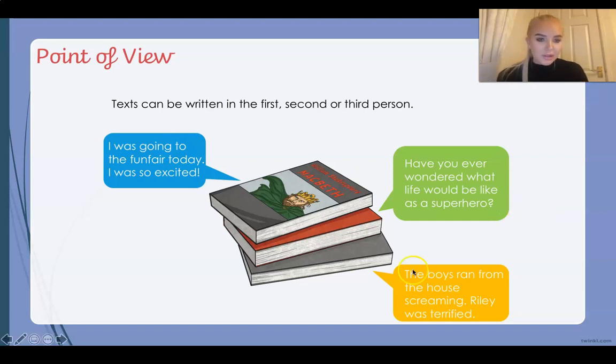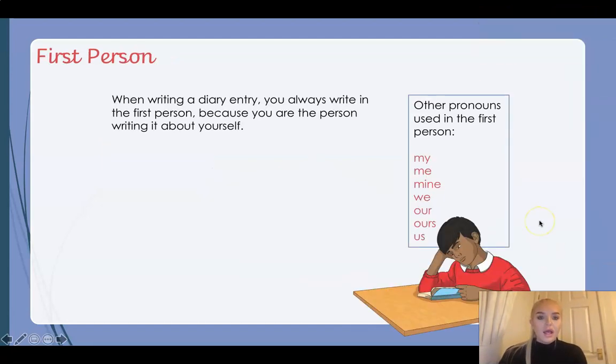Another point of view is, have you ever wondered what life would be like as a superhero? Have a think what that point of view might be. And the final point of view here, the boys ran from the house screaming. Riley was terrified. So here are 3 examples of the 3 points of view. Now texts can be written in first, second or third person. We are going to be finding out a bit more about those today. So let's have a look at first person first.